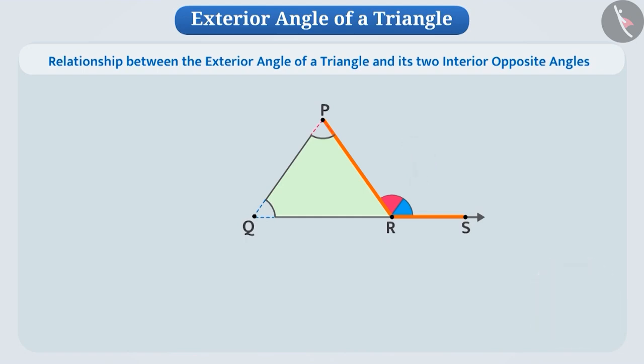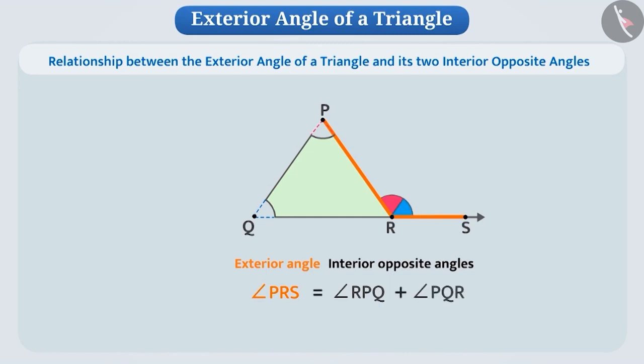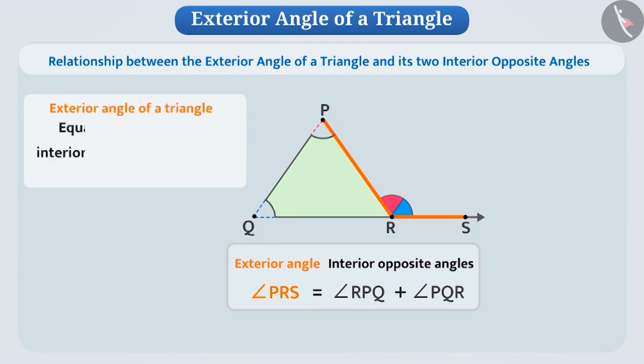You got it right. This shows us that the measure of the exterior angle, angle PRS of triangle PQR is equal to the sum of its interior opposite angles, angle RPQ and angle PQR, which means angle RPQ plus angle PQR is equal to angle PRS. So, now we can say that the exterior angle of any triangle is equal to the sum of its interior opposite angles.